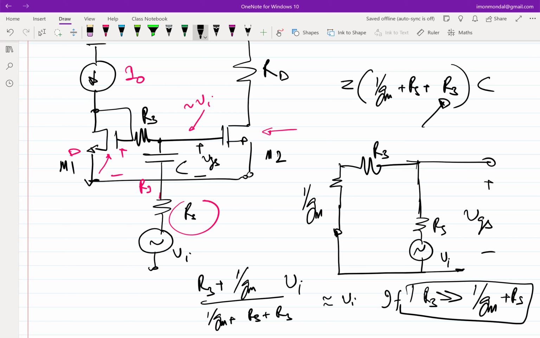Yes. So I want this to be almost exactly equal to here. So then R3 plus 1 by Gm should be much, much greater than Rs, right? So the numerator should be almost equal to R3, and the denominator should also be almost equal to R3. R3 is the control variable. So if I satisfy that, then that gets automatically satisfied. Any questions before we stop here?